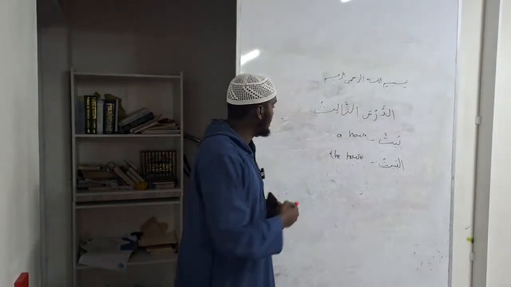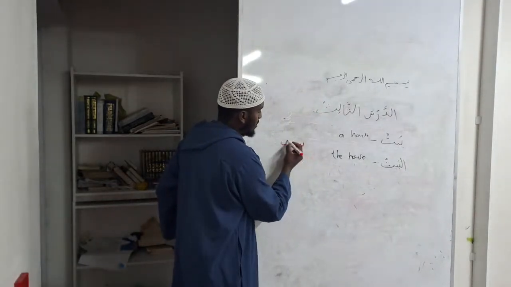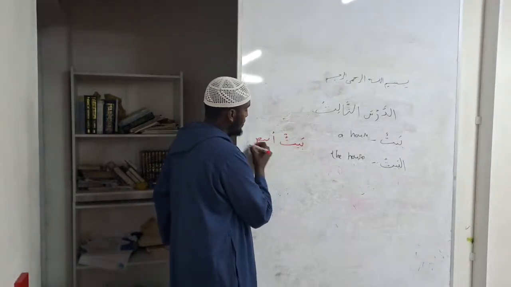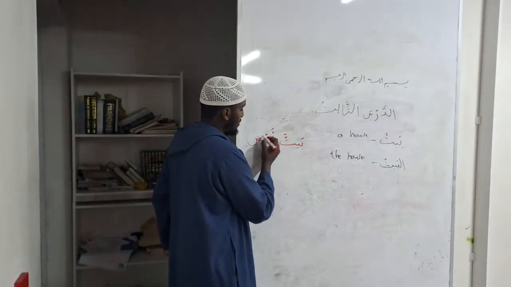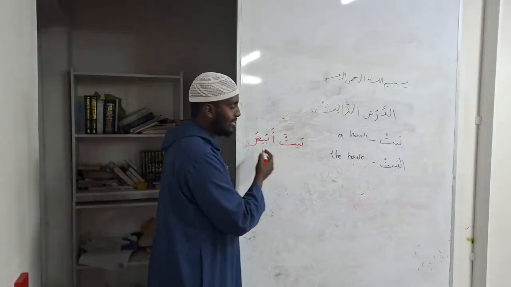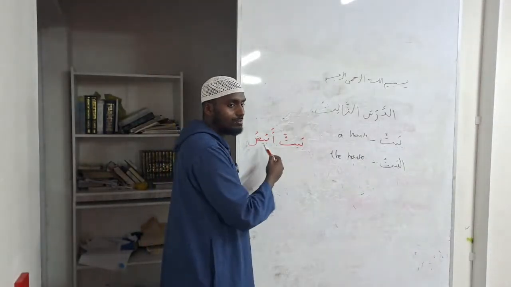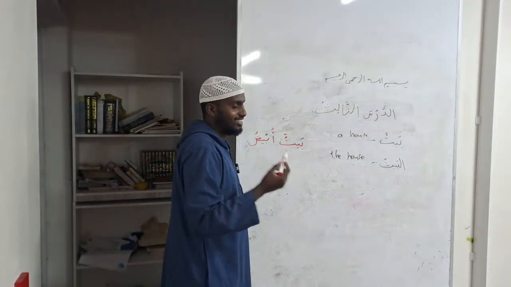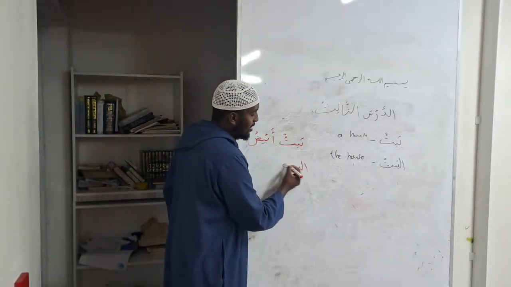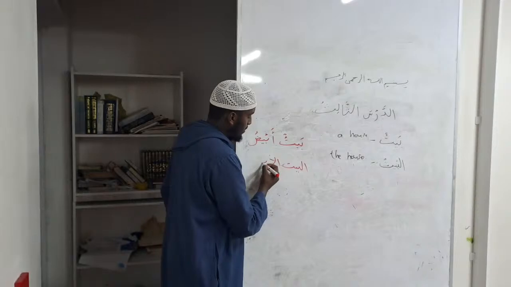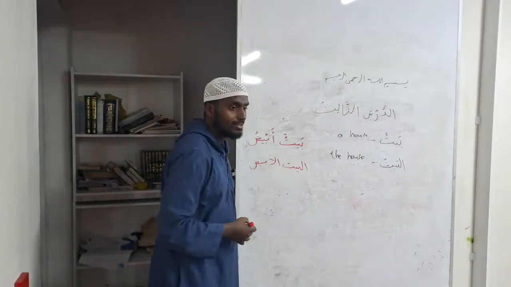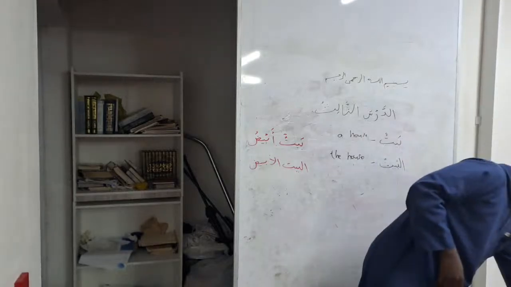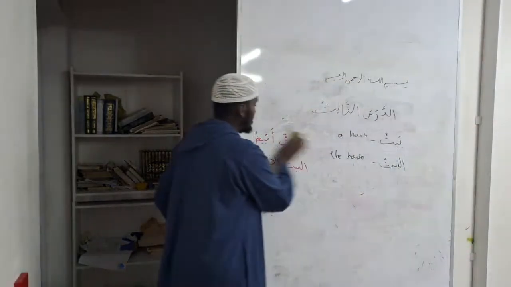If I say, for example, Baytun Abiyad. What does that mean? Abiyad means white. Baytun Abiyad, a white house. Any white house. But if I say Baytul Abiyad, which means the white house. You understand? The one that is known. So the al makes it specific. It specifies it.